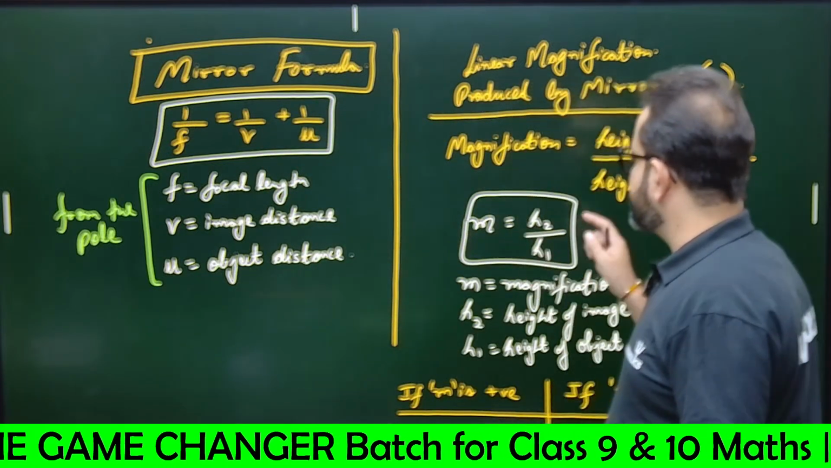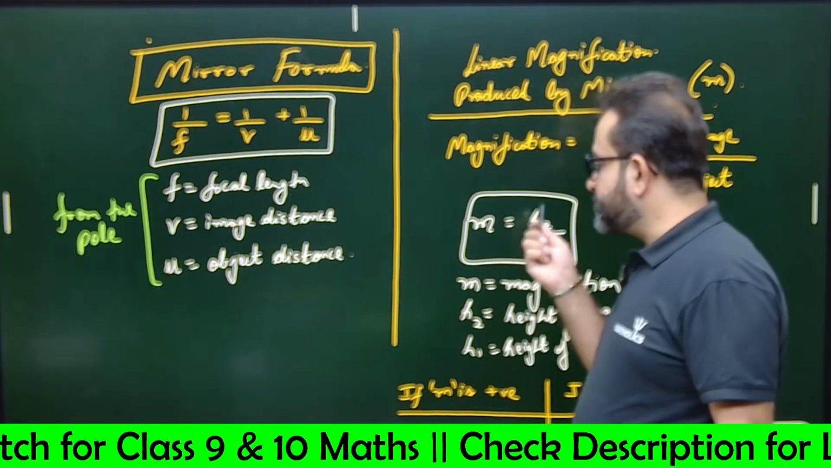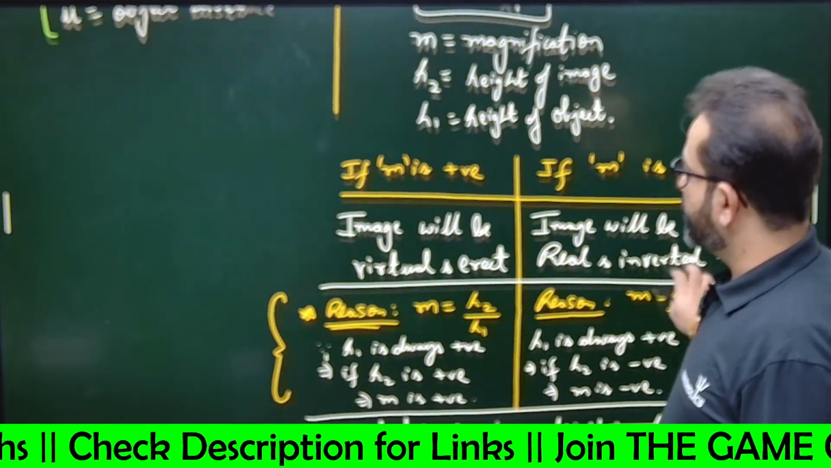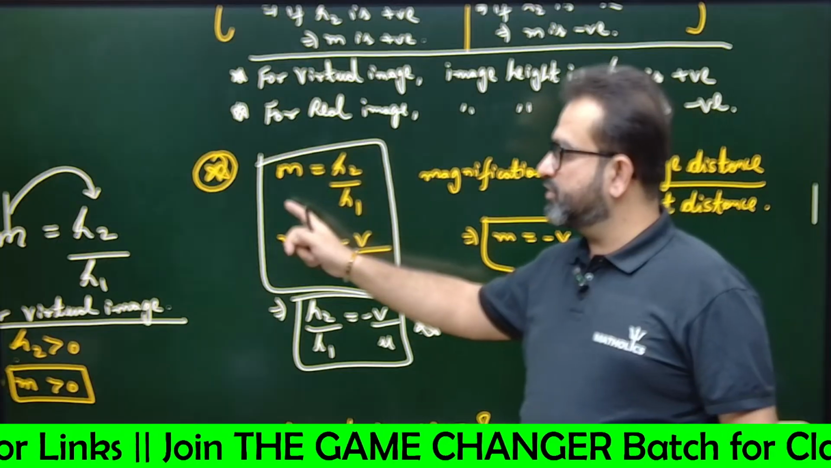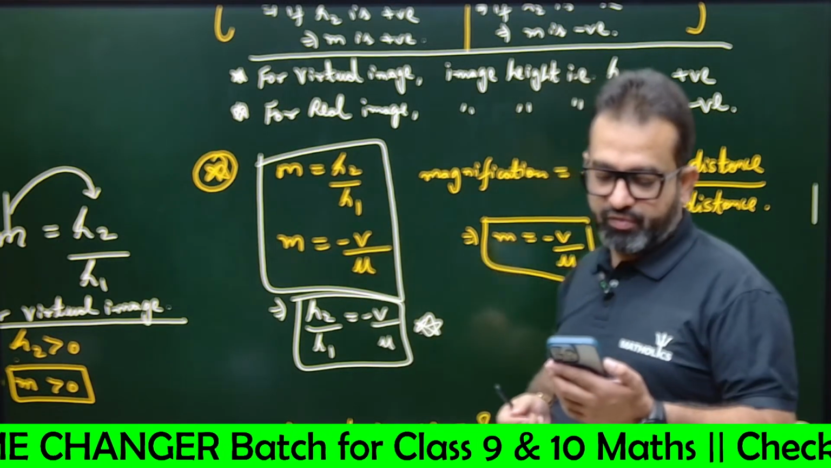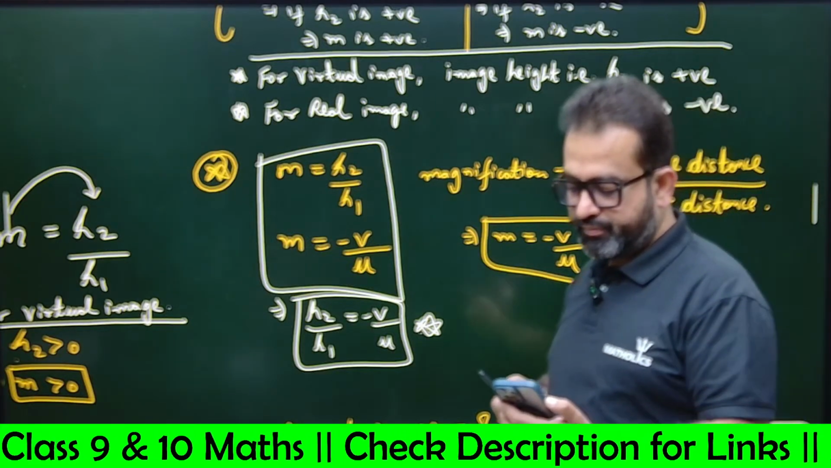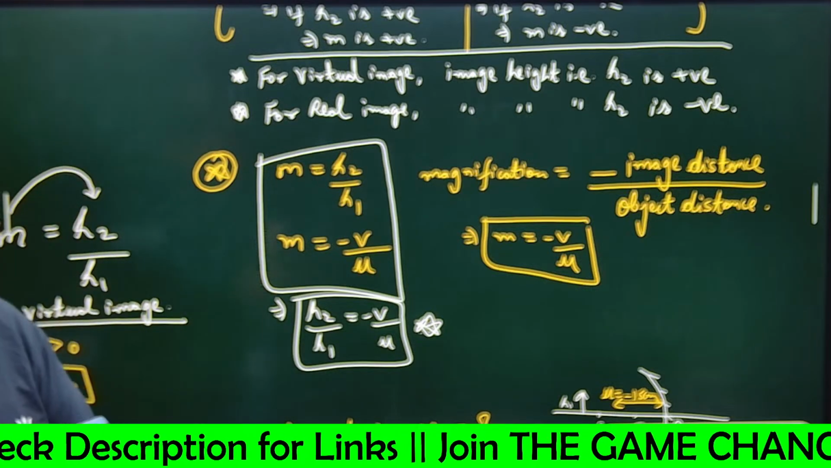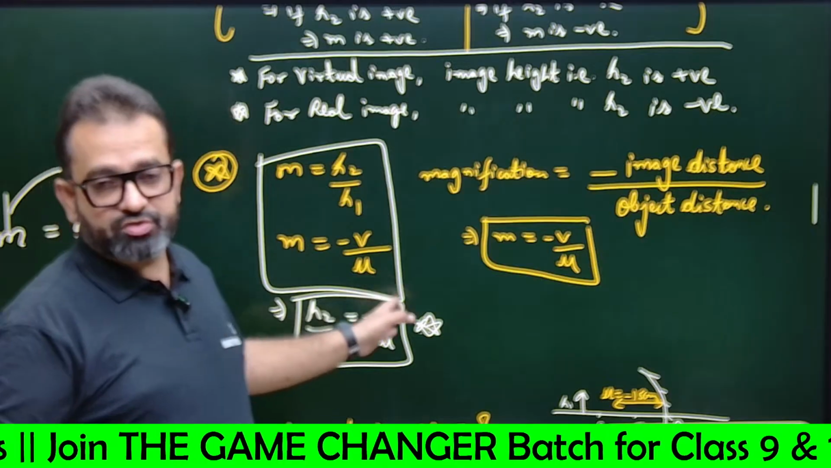Magnification is h2 by h1. Also, the magnification formula is minus v upon u. Write down both of these formulas. So there are two formulas for magnification, and we can say indirectly that h2 by h1 is equal to minus v by u.